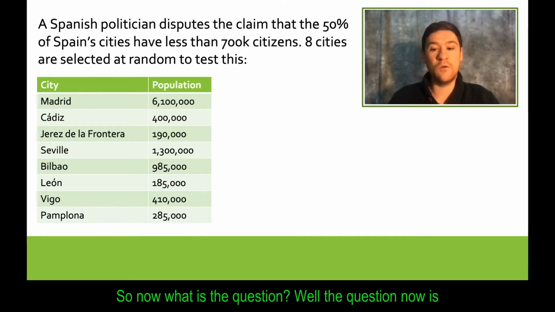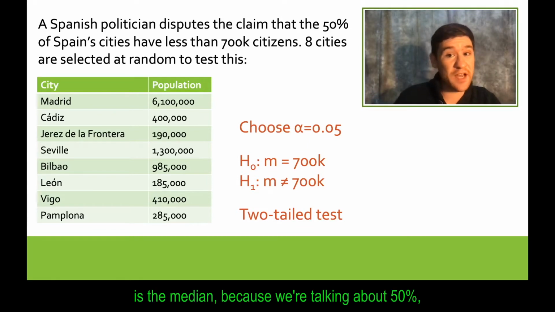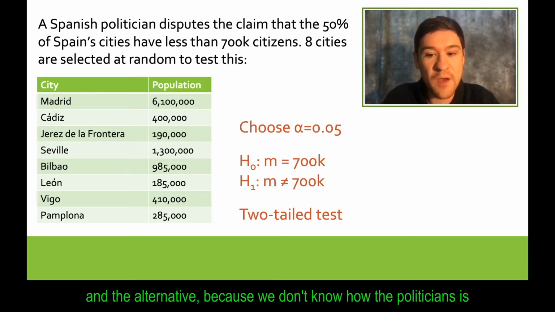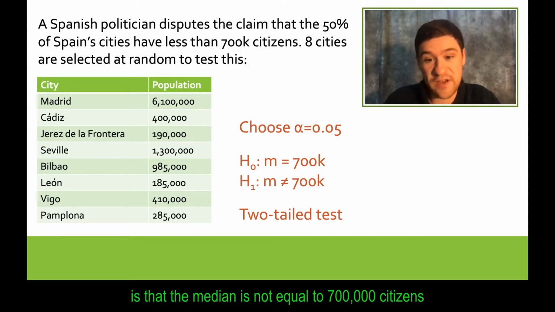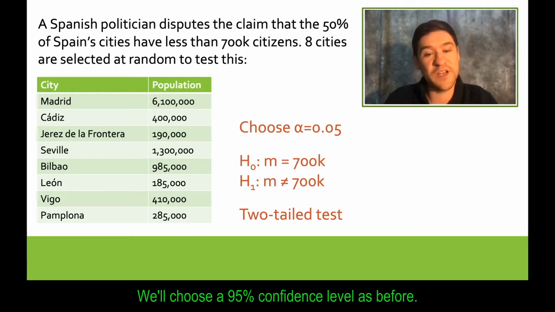So now what is the question? Well, the question now is the median, because we're talking about 50%, okay, is the median equal to 700,000 like the claim says? But the alternative, because we don't know how the politician is disputing this, if it's greater than or less than, the alternative is that the median is not equal to 700,000 citizens. And therefore, this is a two-tailed test. We will choose a 95% confidence interval, as before.